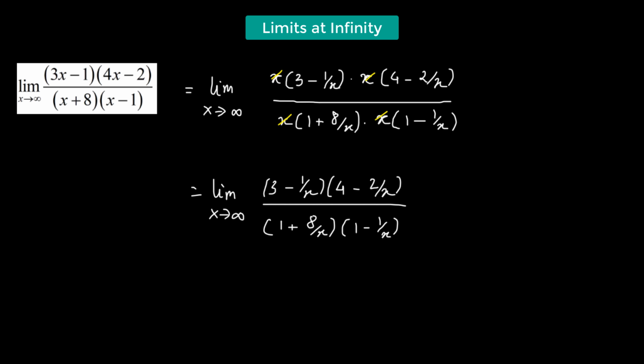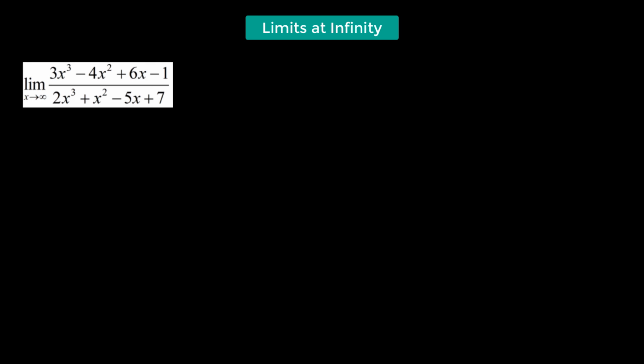Now we're going to substitute the value of x. So that is going to leave us with 3 minus 0 times 4 minus 0 divided by 1 plus 0 times 1 minus 0. So we have 3 times 4, which is 12, and 1 times 1 in the denominator, so that's simply 1. So this gives us the limiting value when x approaches an extremely large value.